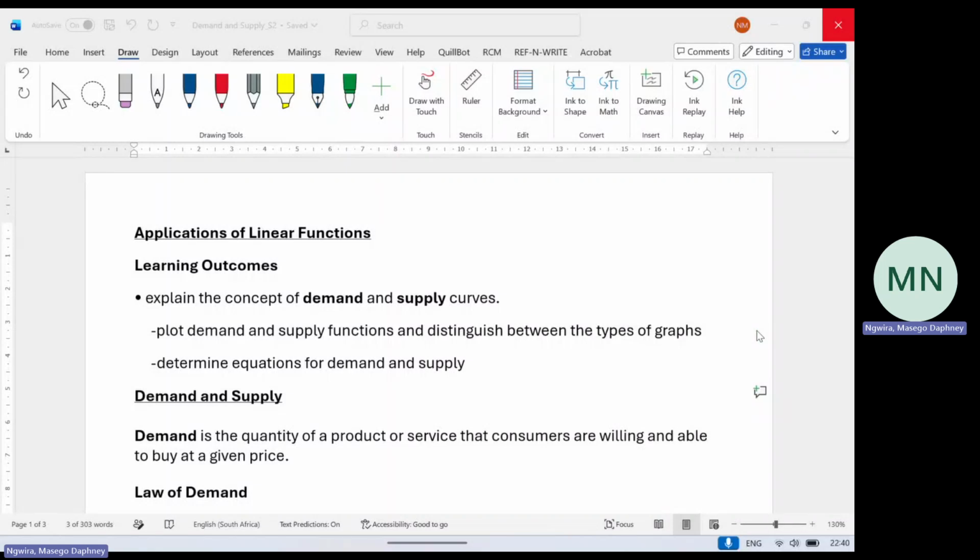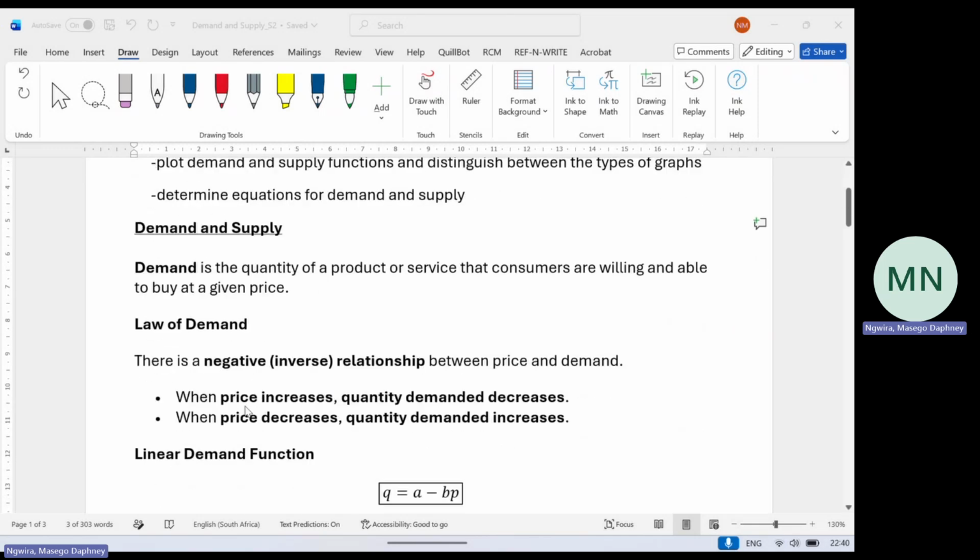A good day. So we are still under applications of linear functions. The learning outcomes at the end of this, you should be able to explain the concept of demand and supply curves, plot demand and supply functions, distinguish between the types of graphs, and determine equations for demand and supply. So we are going to start with demand.